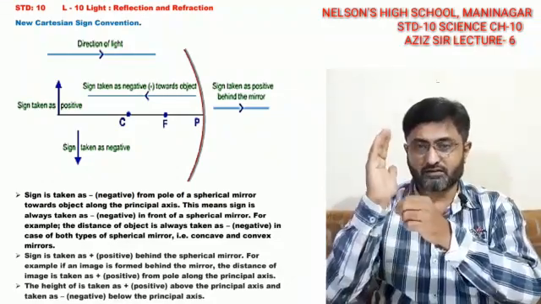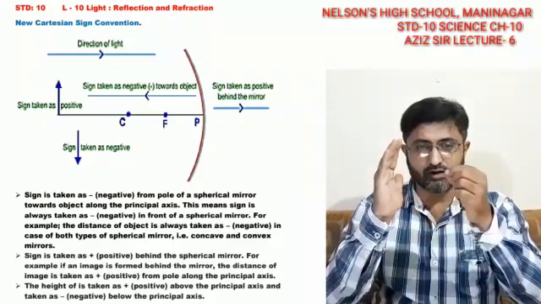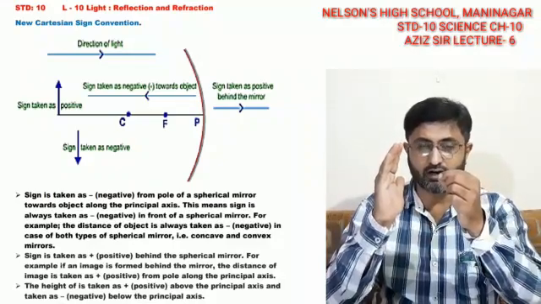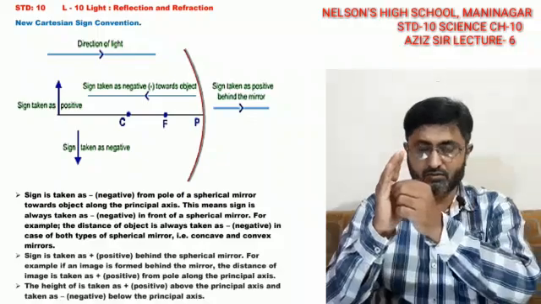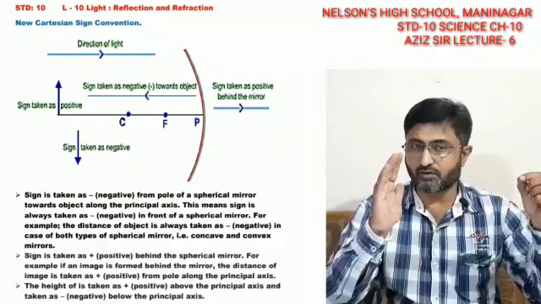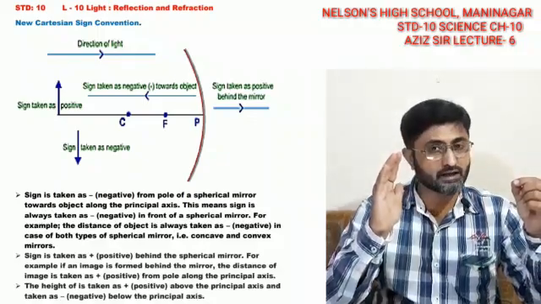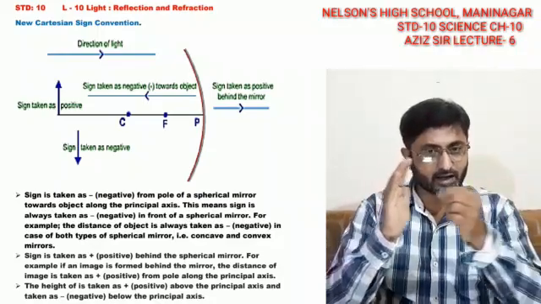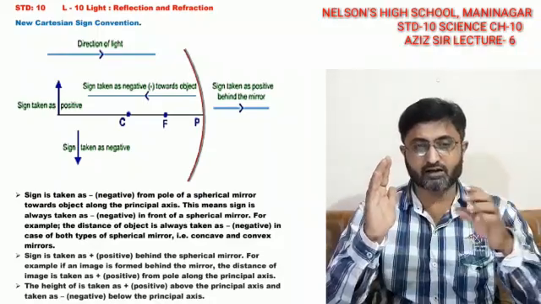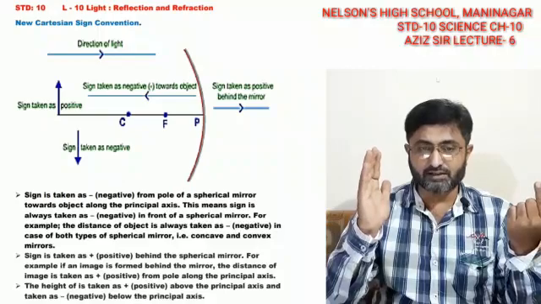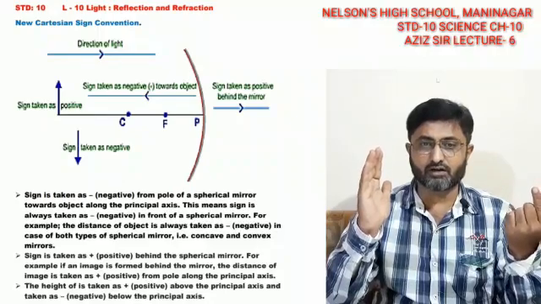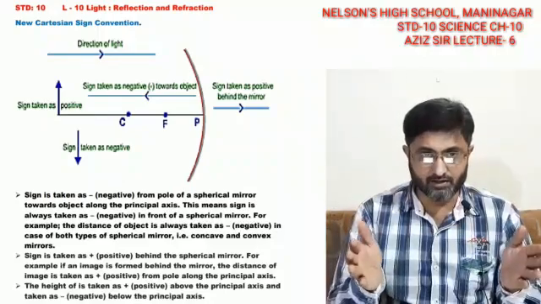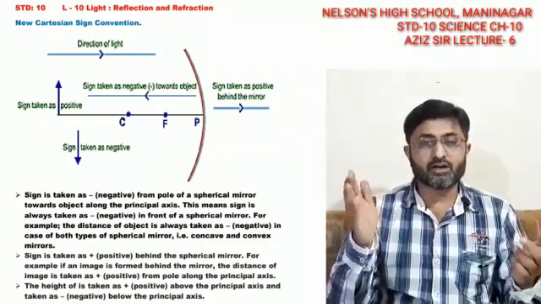Like this is a concave mirror, so from here to here, the focus, that is the focal length, is counted as negative. From here to here, the radius of curvature will always be negative. Focus will be negative, radius of curvature will be negative. The object that you are placing in front of the concave mirror will always be negative. Now, it depends upon the image where it is formed.